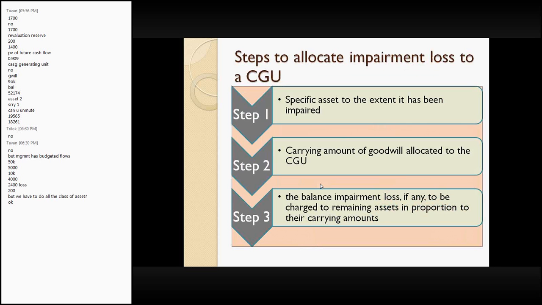Now, steps to allocate impairment loss to a CGU. First, to the specific asset to the extent it has been impaired. Like I've already discussed, if you know that an asset is impaired by 15,000, you will allocate 15,000 impairment to that asset. Then the remaining you will allocate to the goodwill. If still there is any remaining impairment, the balance impairment loss is to be charged to remaining assets in proportion to the carrying amount. I hope you are able to understand the language now clearly. It's very clear. Yeah.